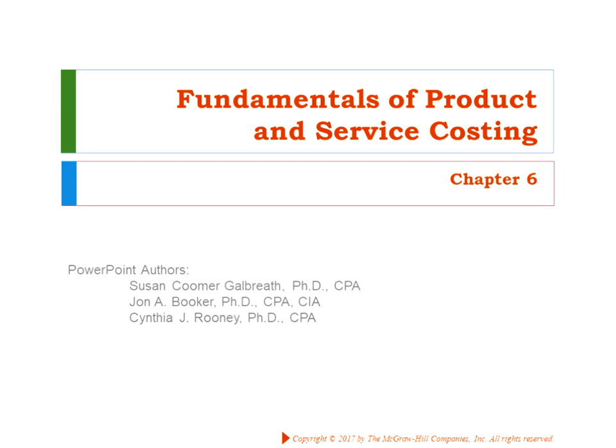But this is Chapter 6. It's Fundamentals of Product and Service Costing. So we're going to have an overview of alternative cost systems for product costing and service costing. They're going to describe details and extensions to the basic models that we've already covered. We're going to go into more detail in Chapters 6, 7, and 8.